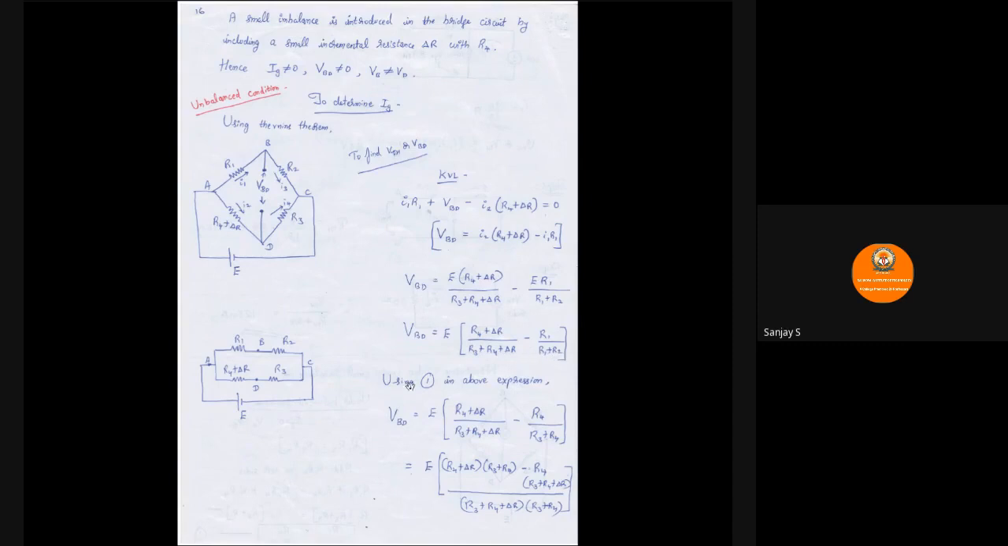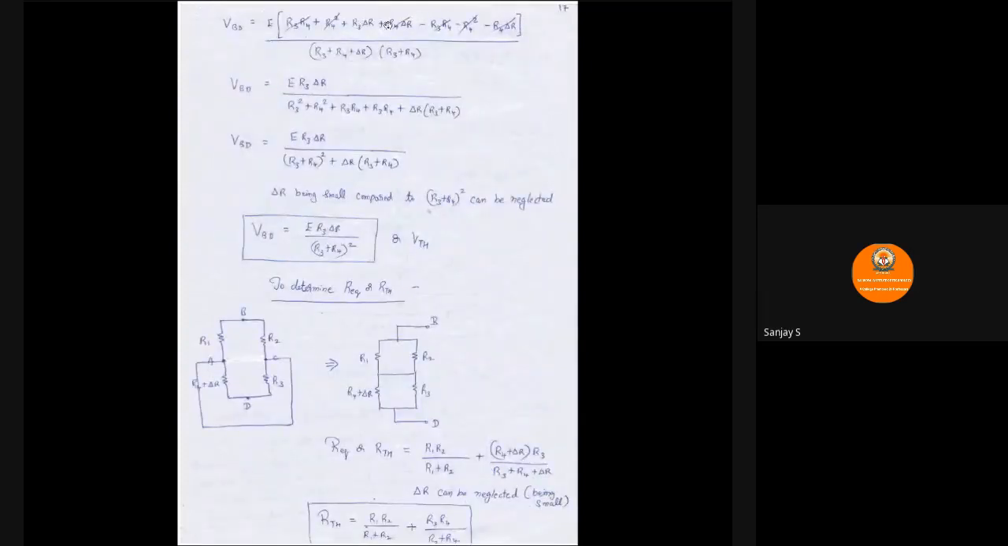Now I'm going to use equation number 1 in the above expression. Let us see what equation 1 was. Equation 1 was R1 by R1 plus R2 is equal to R4 by R3 plus R4. I'm going to use that here, so in place of R1 by R1 plus R2, I'm going to write R4 by R3 plus R4. And I'm going to take the LCM and simplify this. After simplification, some terms will get cancelled out, and I'll be left with E R3 delta R by R3 square plus R4 square plus R3 R4 plus R3 R4 plus delta R into (R3 plus R4). You can just take the LCM and check.